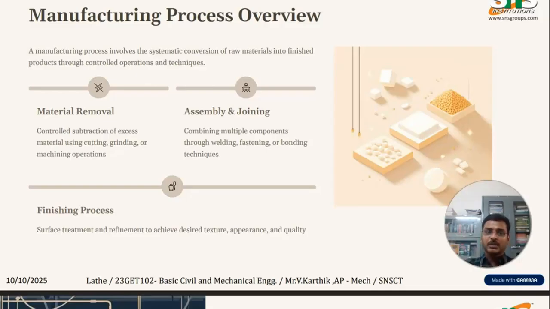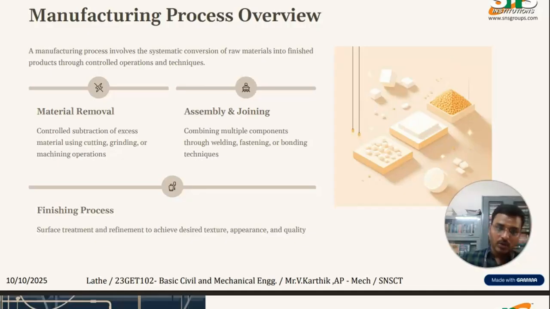Manufacturing process is one of the major in the mechanical engineering where the raw materials will be converted into the products with the help of some of the machines and its operations. Here the definition given is: the manufacturing process involves the systematic conversions of the raw material into the finished products through the controlled operations and techniques. Where, from the raw material in the inventory to the product, some of the operations have to be carried out: the material removal and assembly and joining.